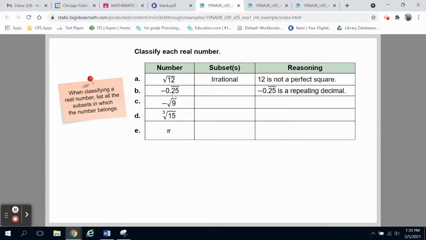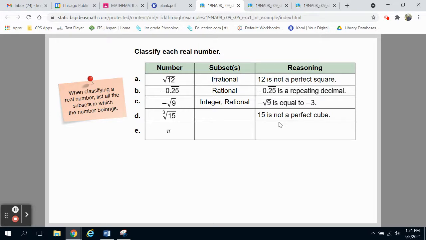Now, if we're looking at negative 0.25 repeating, that's a repeating decimal. So that's what makes it rational. Because it repeats, it's rational. Negative square root of 9 is equal to negative 3. Negative 3 is an integer, therefore it is a rational number.